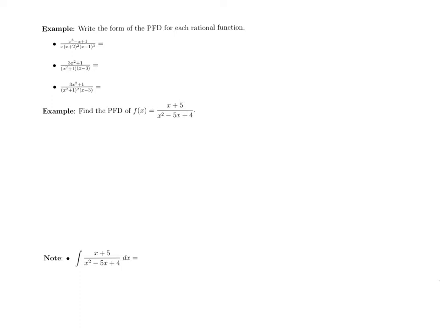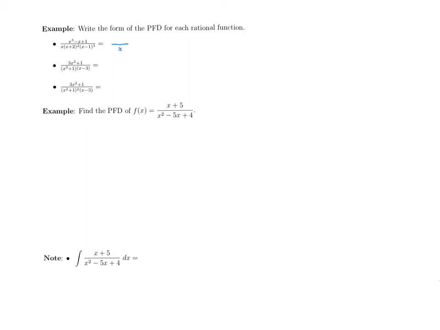The degree in the top is 3, the degree in the bottom is 6. So smaller degree in the top than the bottom. We have a linear term x, a linear term x plus 2, which is squared, and a linear term x minus 1, which is cubed. So each and every factor of the denominator contributes a term to the PFD.